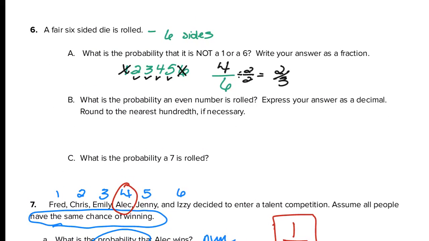Letter B, what's the probability that an even number is rolled on this die? Well, we still have the 6 sides total on the bottom for my denominator. The even numbers from all the numbers on the die, that is correct. Very nice. So that is 2, 4, and 6. That gives me a total of 3 choices. And if I simplify by dividing by 3 over 3, I get 1/2.